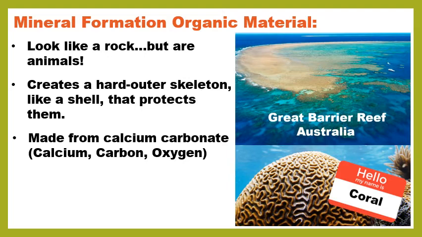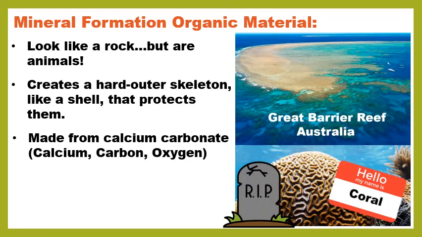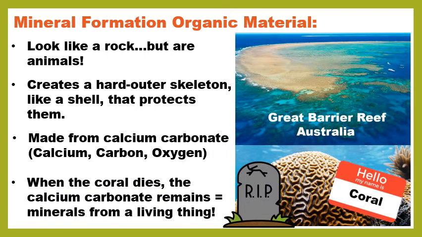So, all right, coral has a nice long life, and then unfortunately, he or she dies. Okay, R.I.P. coral. And what's going to happen is, even though the animal is technically dead, the calcium carbonate is going to remain, and it's going to make its little deposit from where the coral used to live. And that's how we get minerals from a living thing. So this little deposit of calcium carbonate would not be there without the coral. So that is an example of mineral formation from an organic material. In this case, the organic material is the animal coral.